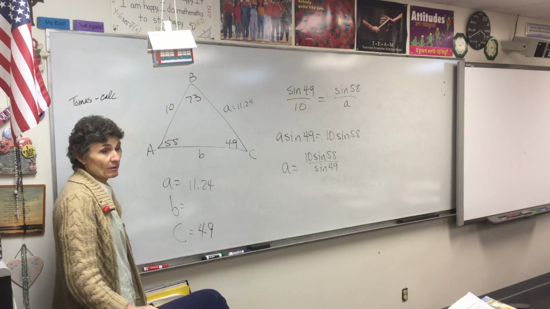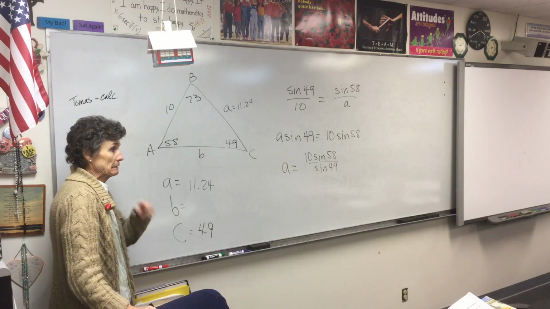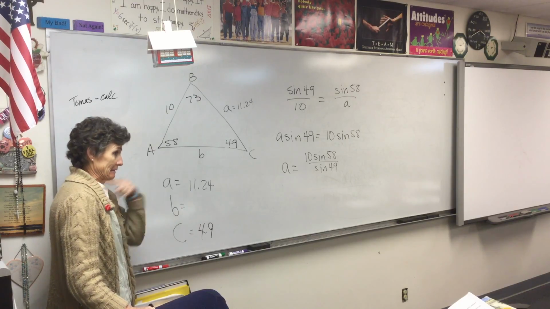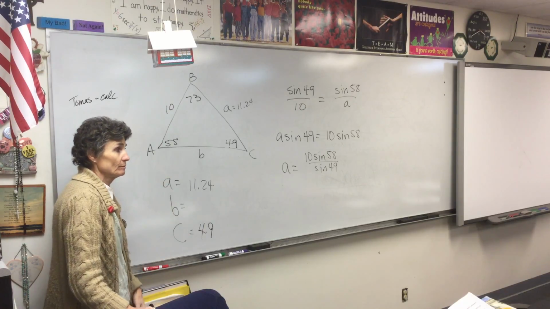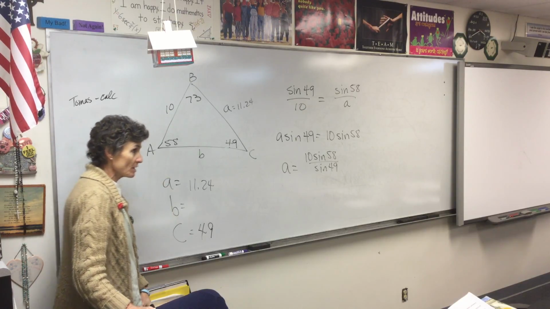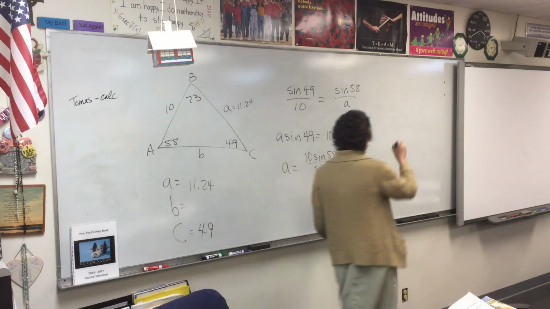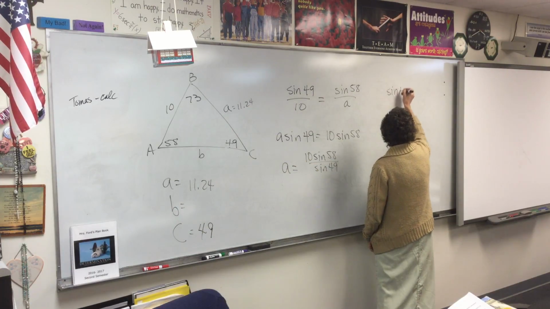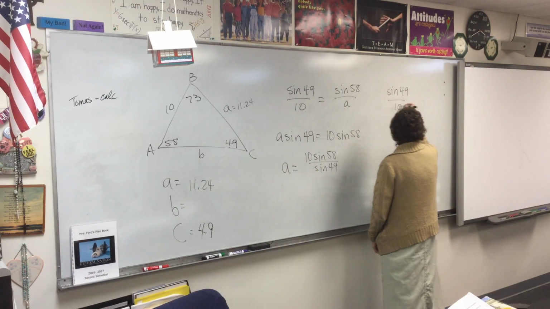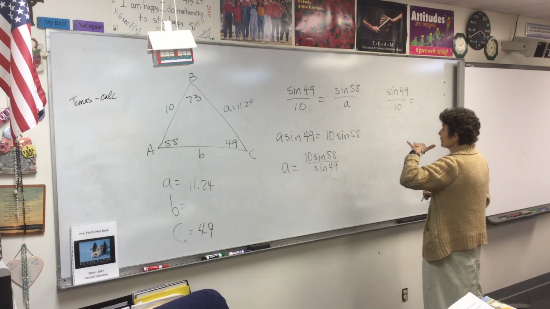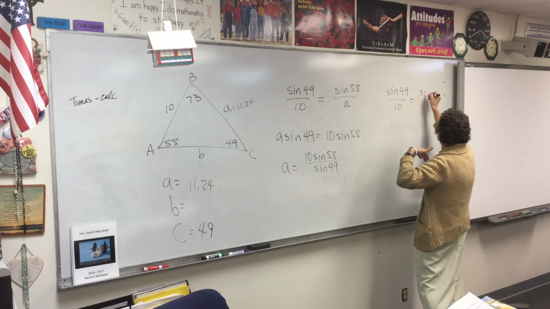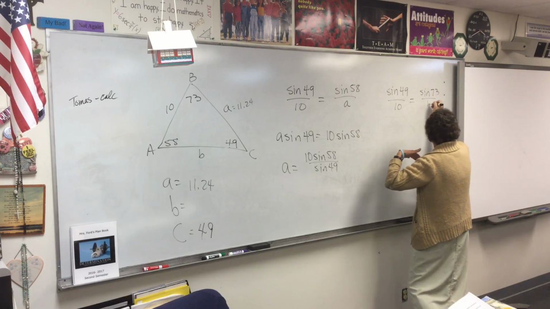Now can I just do the Pythagorean theorem? No, it's not a right triangle, right? So what do I do? I do the same thing. So I'll say sine 49 over 10 equals, what do I need? Sine 73 over B.